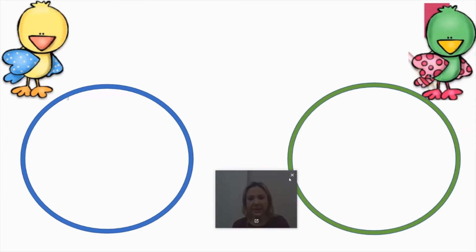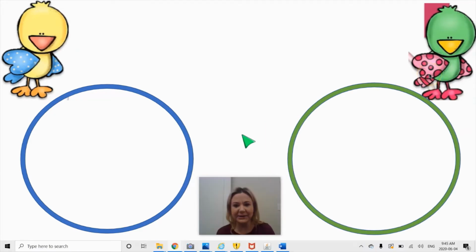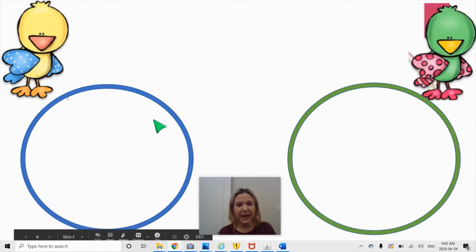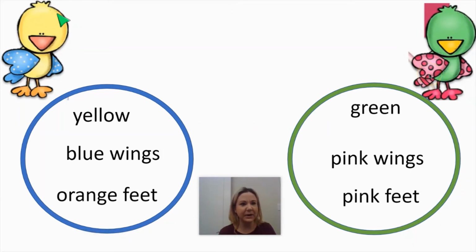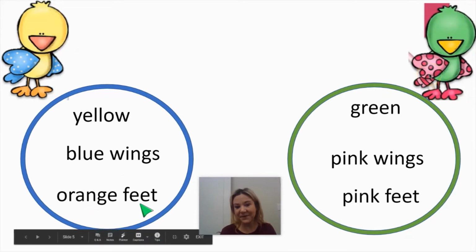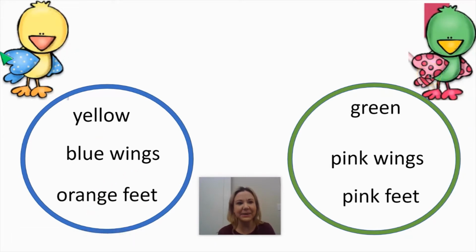All right, so here we have two different birds, okay? And we're going to talk about this bird in this circle. And we'll talk about this bird in this circle. All right, so talking about this bird. Well, this bird is yellow, okay? It has blue wings and it has orange feet, okay? That's what I see when I see this bird, okay?